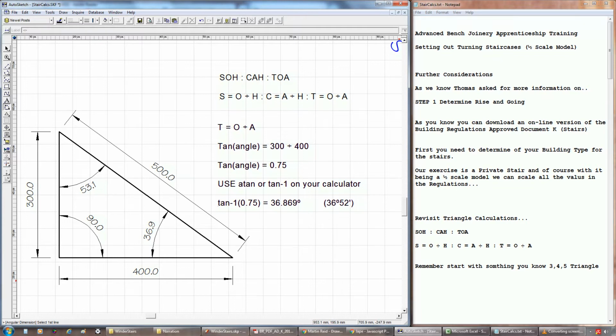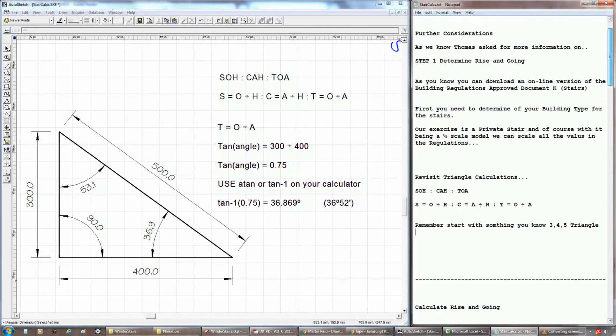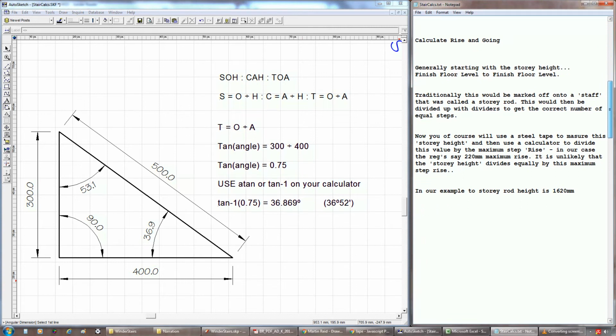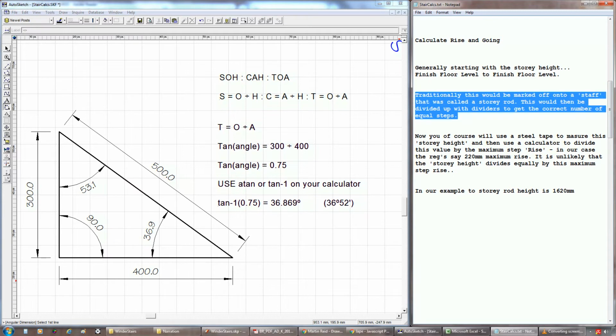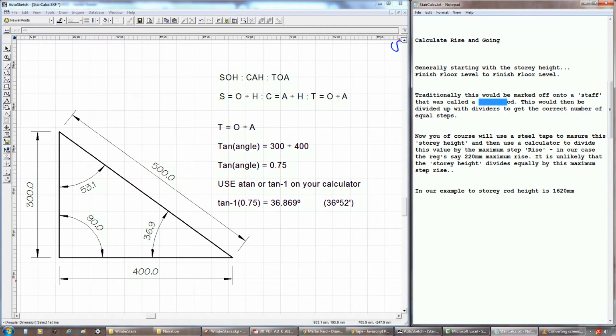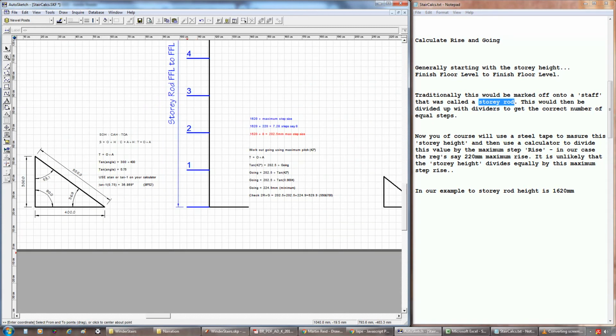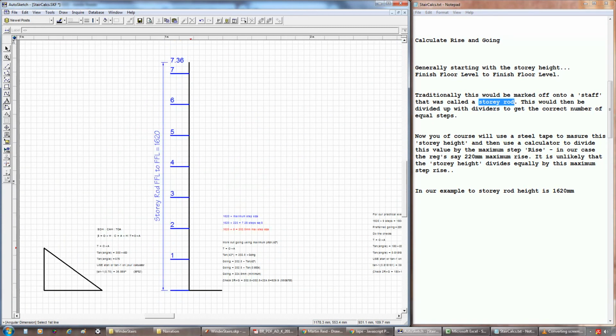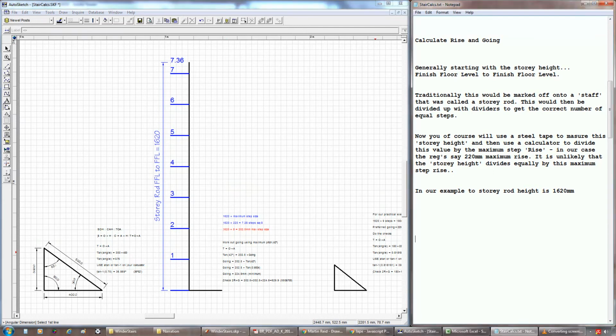Now we need to calculate the rise and the going. Remember, we're making a half-scale model, so we'll double up the values here, but later we'll halve them back again to get them ready for our model. The first thing you need is a story rod, the distance from the finished floor level to the finished floor level. Be careful that you have got the finished floor level of the ground floor, particularly if it's a concrete floor, because there might be a screed and tiles to be added on that floor.